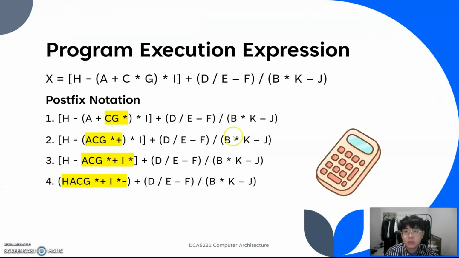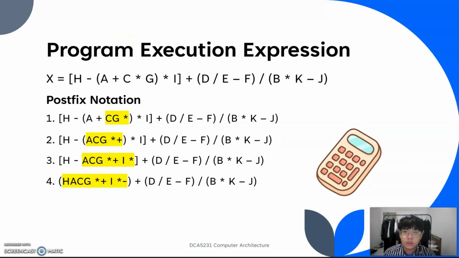So we go to the program execution expression. First we need to know what the postfix notation is. Postfix notation puts the operator behind the operands. For example, a plus b minus c; the postfix of that is abc plus minus.